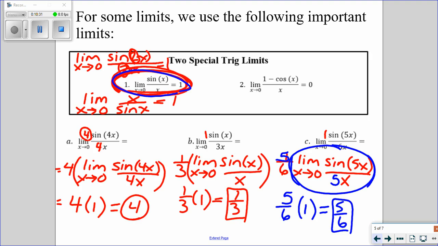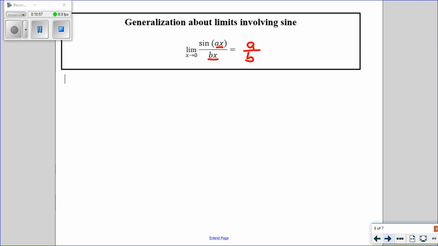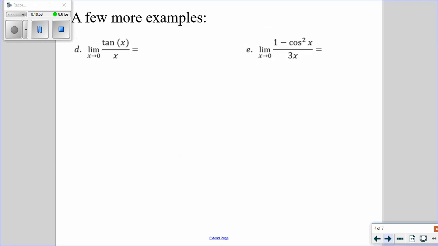If you go back to our original problems, in this case, the a is 4 and the b is 1. And so we got 4 over 1, or 4. Okay, in this next example, your a is 1 and your b is 3. And remember, we got 1/3. And then in this example, a is 5, b is 6. And remember, we got 5/6. So these can actually be pretty easy if you remember that pattern. All right, let's look at a few more examples.